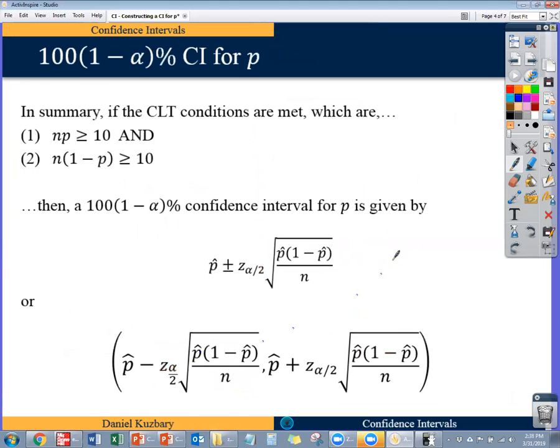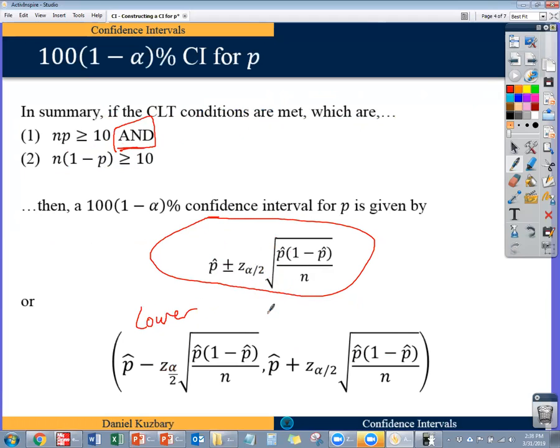So this whole slide kind of sums everything up nice and neat. If the central limit theorem conditions are met, which are n times p is greater than or equal to 10, and n times 1 minus p is greater than or equal to 10. So this "and" is important. Both of these have to be true. Then the confidence interval is given by this right here: p hat plus or minus the margin of error. It's also written as the lower endpoint, a comma, and the upper endpoint, if you want to see it down there. So this is the whole confidence interval.